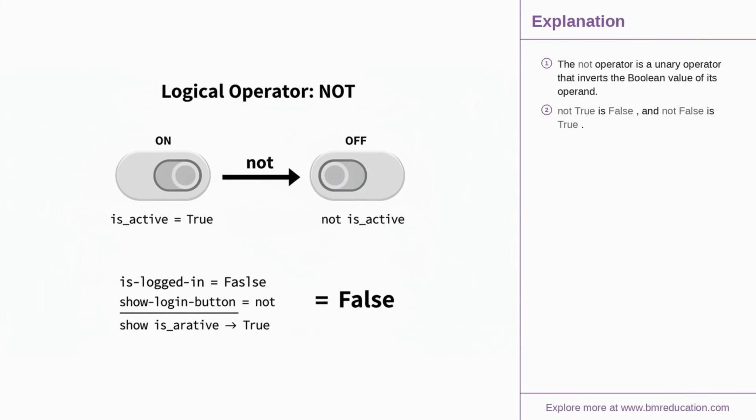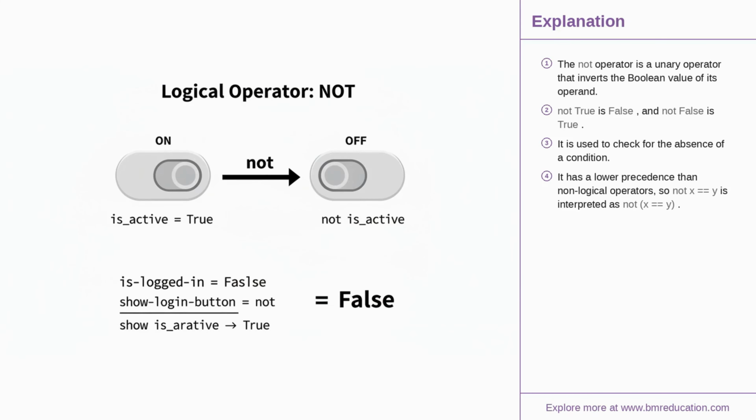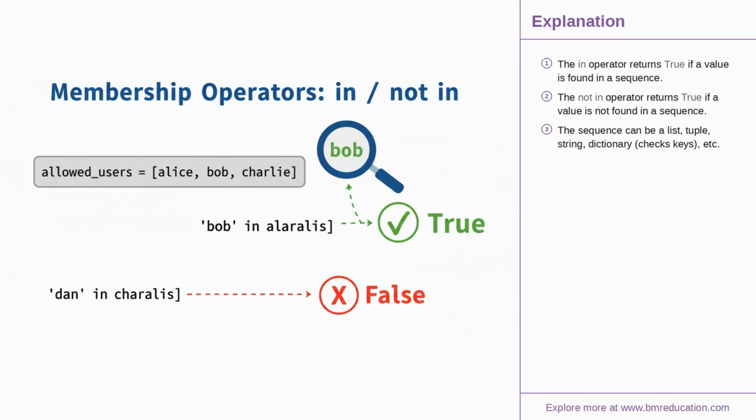Finally, the NOT operator is the simplest. It's a unary operator, meaning it only acts on one operand, and its job is to flip the Boolean value. It turns true into false and false into true. It's like asking, is the door not locked? Now for a uniquely Pythonic and readable set of operators. Membership operators. In and not in check for presence. They ask, is this value found inside this sequence? The sequence can be a list, a string, or other collection types. They make your code read almost like plain English.